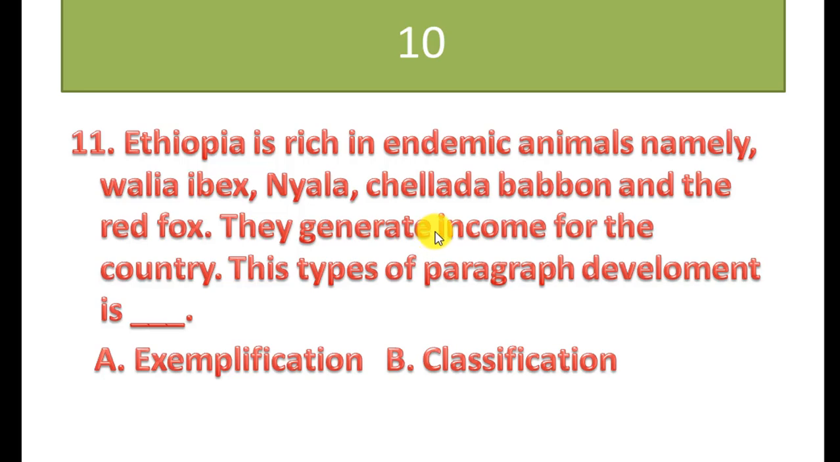Ethiopia is rich in endemic animals, namely the woolly ibex, the nyala, the Gelada baboon, and the red fox. They generate income for the country. This type of paragraph development is what? We do have types of paragraph development: exemplification, classification, process, cause and effect, comparison and contrast, and illustration. All these are methods of paragraph development. Which type of paragraph does this sample paragraph develop? Ethiopia is rich in endemic animals, namely woolly ibex, nyala, Gelada baboon, and the red fox. They generate income for the country.